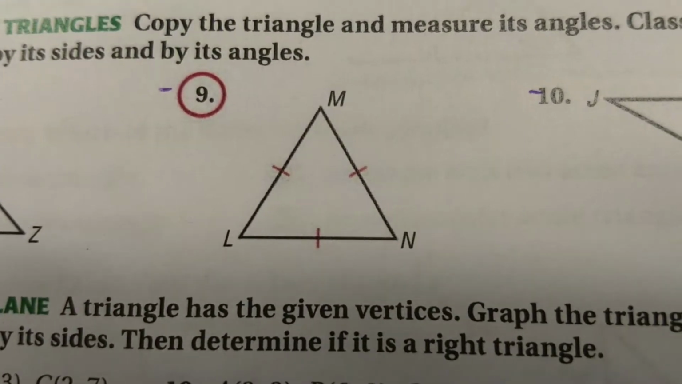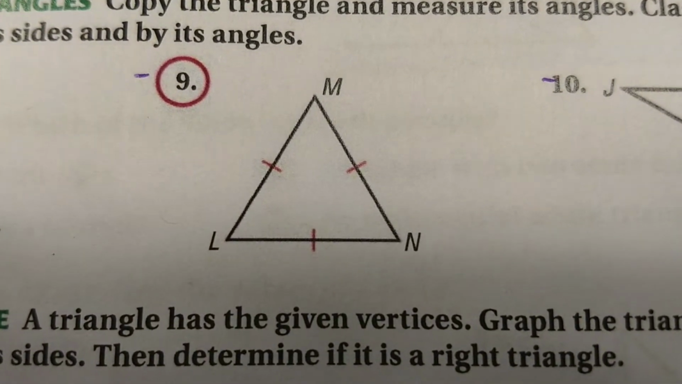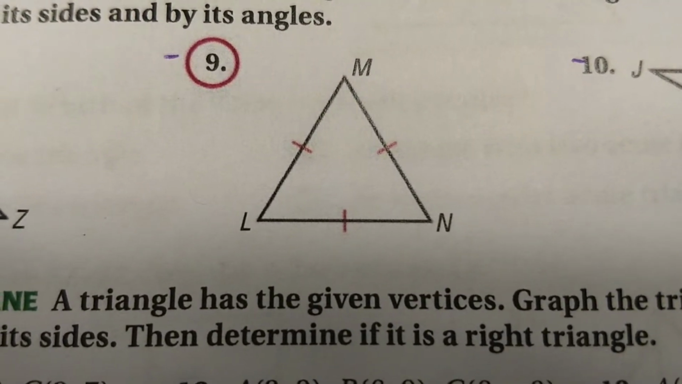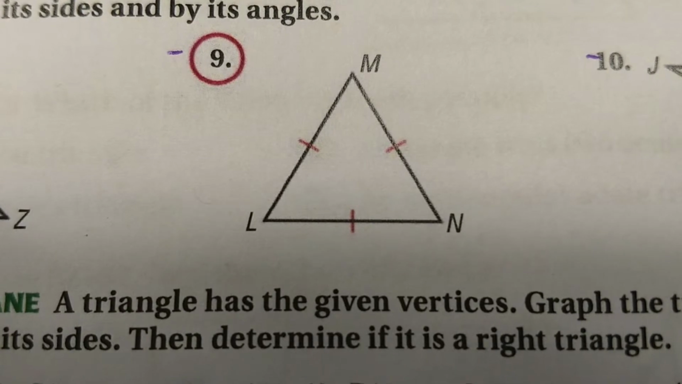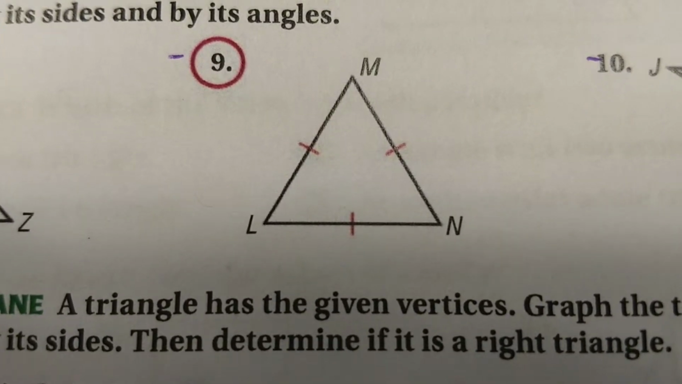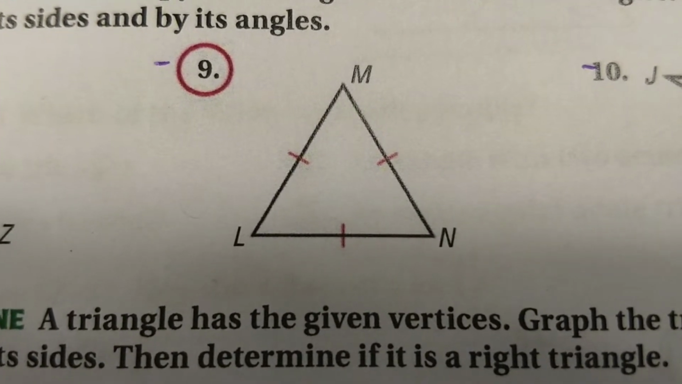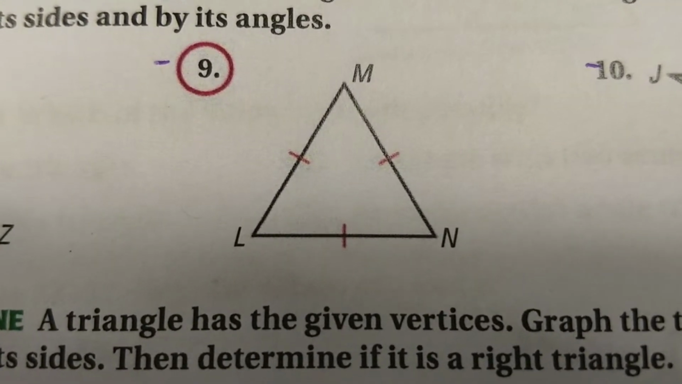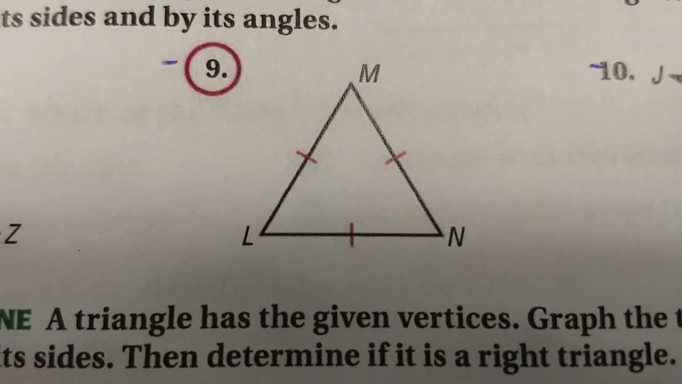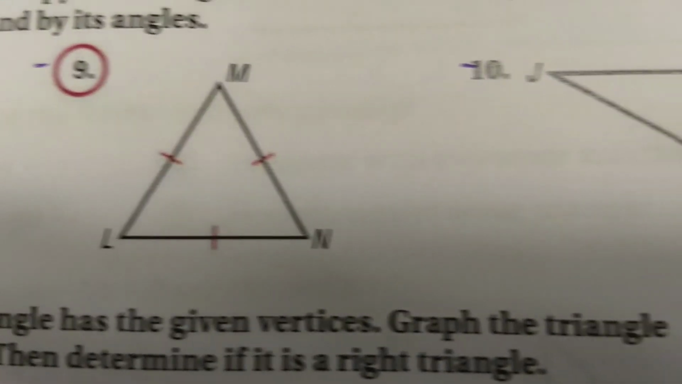Moving on to number 9 here, you see that 3 different sides are marked congruent. That's the definition of an equilateral triangle, where all 3 sides are congruent. So that's how we would classify it by its sides. Now, because those sides are all the same, we also know, even though it's not marked, that all the angles have to be the same as well. So not only is this equilateral in terms of sides, but it's also equiangular in terms of angles.